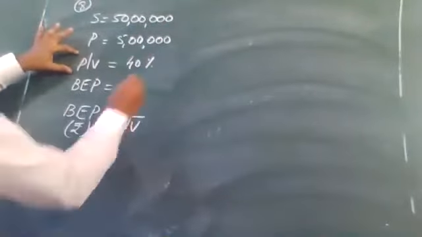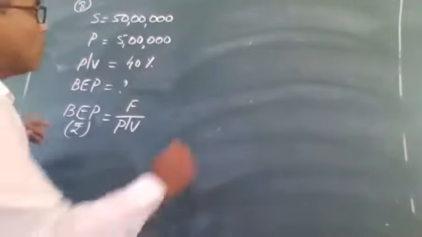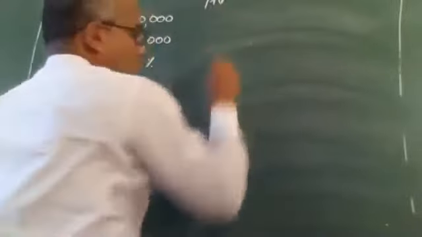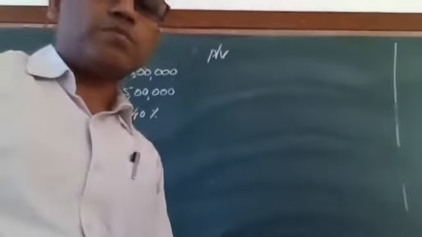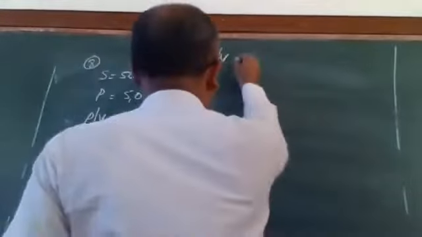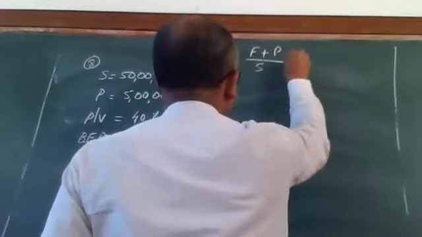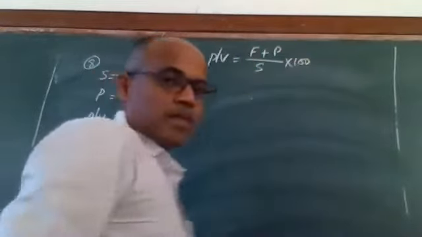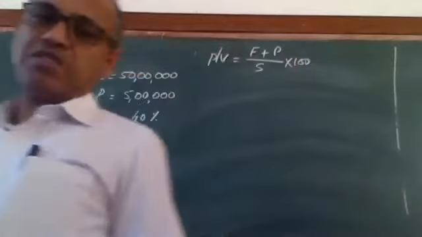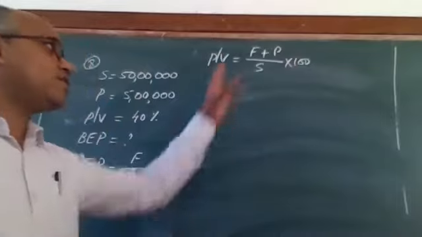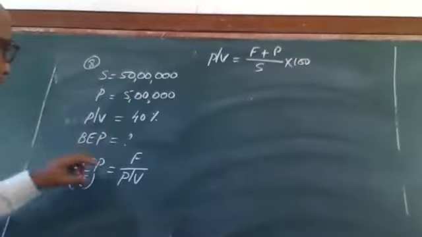See, whenever you know the PV ratio and you have to find out something missing, you remember I gave you a formula called the missing information formula. What is that formula? PV ratio is equal to, you can refer back to your class. You remember F plus P by S into 100 is a formula which I gave you, and I named it the missing information formula. I said I am going to use this formula whenever there is something missing. So what is missing? I want to find out fixed cost.